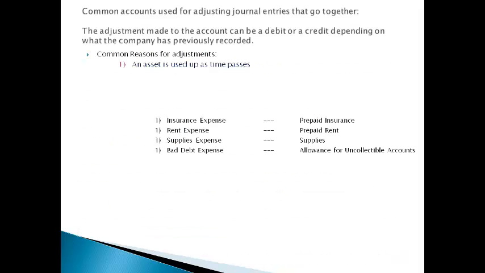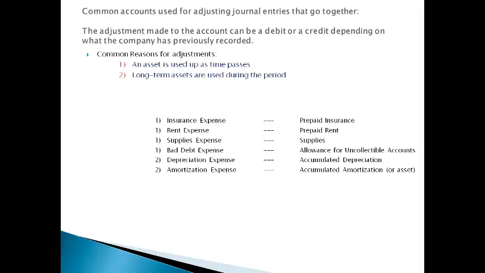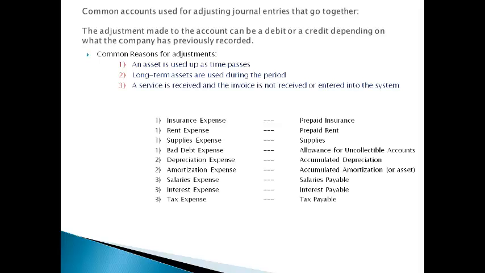The adjusting entry is made to change the current balance of the account to a correct balance. Certain accounts tend to go together, and when you adjust one, the other one also changes. Let's review the most common reasons accounts need to be adjusted and the list of accounts that are typically adjusted together in the same entry. Adjustments are needed to reduce assets because the asset has been used during the period. Adjustments are also needed to record services received by the company in the current period when no invoice was received and payment has not yet been made.